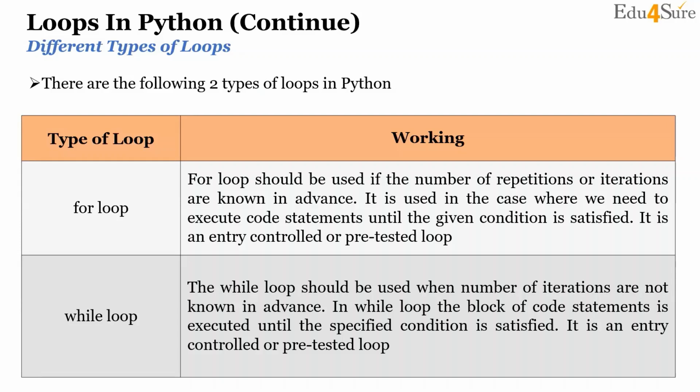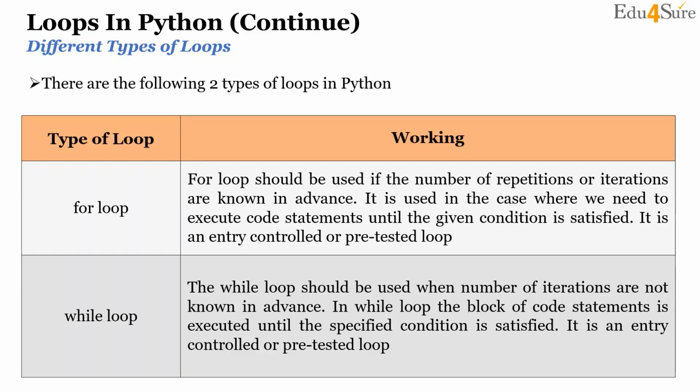There are following two types of loops in Python, namely for loop and while loop. Let's talk about for loop first of all. A for loop should be used if the number of repetitions or iterations is known in advance. It is used in the case where we need to execute code statements until the given condition is satisfied. It is an entry controlled or pre-tested loop.